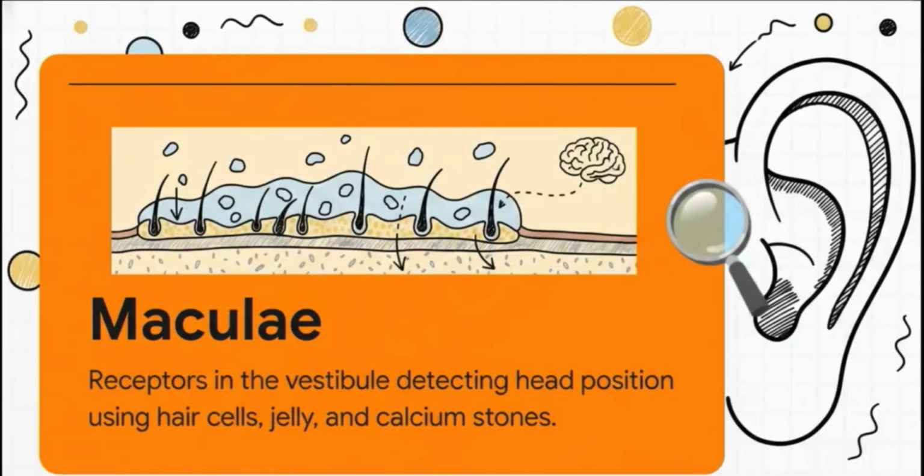Now you absolutely must remember the maculae for your exams. These brilliantly complex receptors are the star players when it comes to sensing gravity. They're nestled right inside the membranous sacs of the vestibule, the sacculus and utriculus, and they consist of tiny hair cells. But here is the crazy part. They're covered in a jelly-like substance and literally contain tiny calcium carbonate stones. When you tilt your head relative to gravity, those stones shift, pull on the jelly, and bend the hairs. That sends a spatial signal straight to your brain.